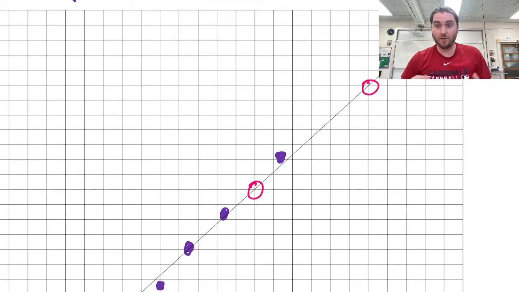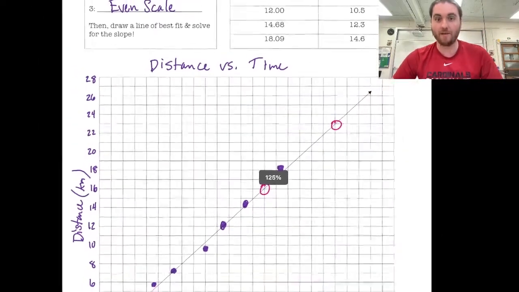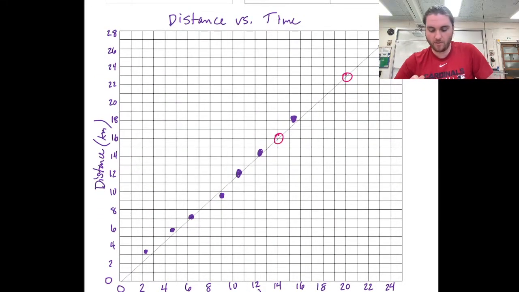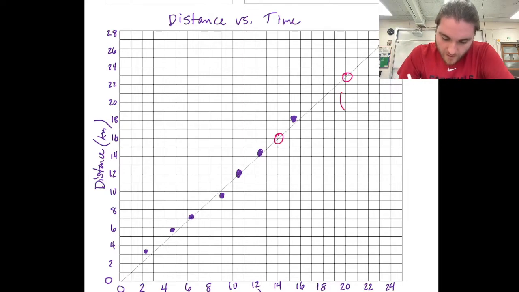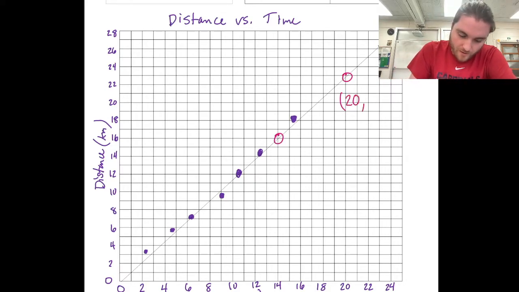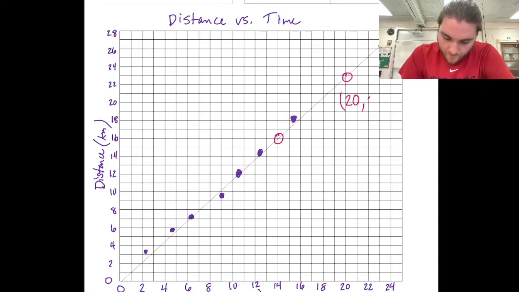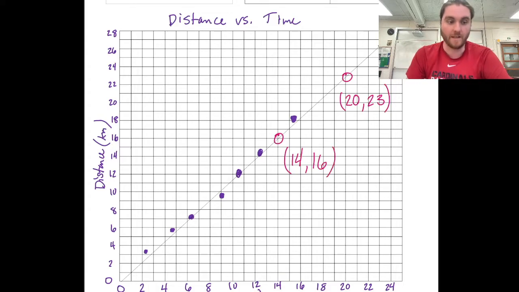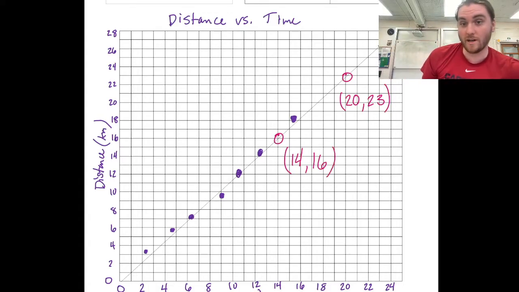So I find 2 points on my line of best fit, and I choose my x and y coordinates. So let's go here. My x coordinate here is 20, comma, y coordinate is 23. And over here is 14, comma, 16. Done. So I have my x and y coordinates.